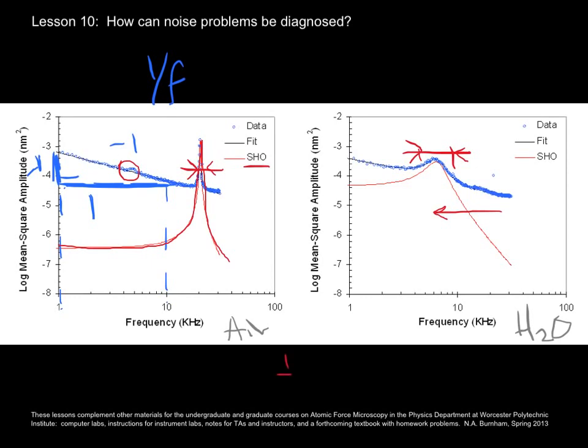There is a theorem that says 1/2 times Boltzmann's constant times temperature is equal to 1/2 the spring constant times the mean square amplitude over all frequencies. Here we have mean square amplitude for one frequency at a time.